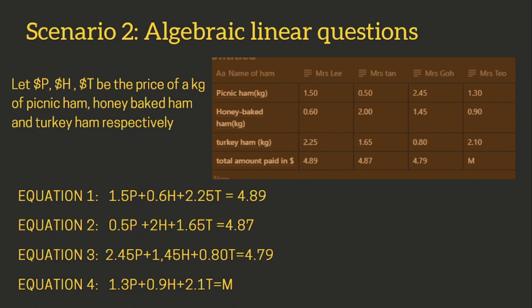So that first equation represents Mrs. Lee. The second equation represents Mrs. Tan. And the third equation represents Mrs. Goh. The fourth equation represents Mrs. Teo. But we will not use it in the GC because we don't have a definite number of what m is.